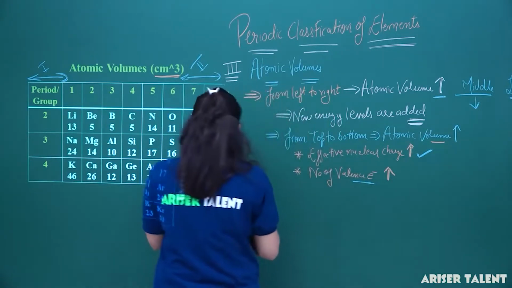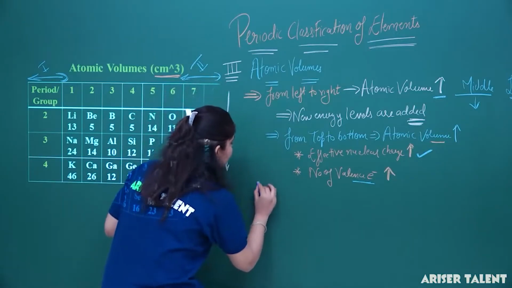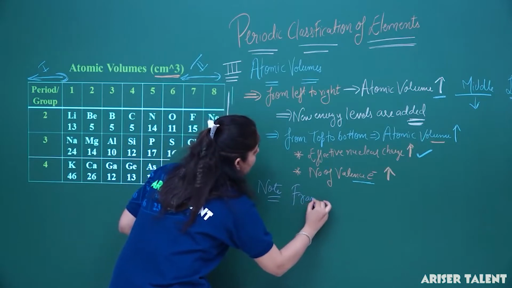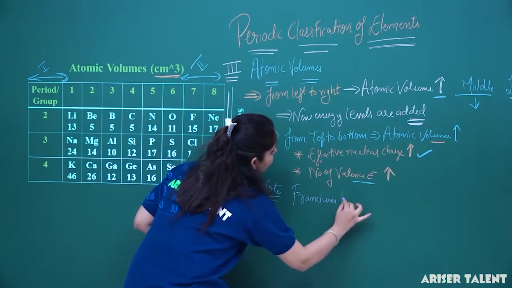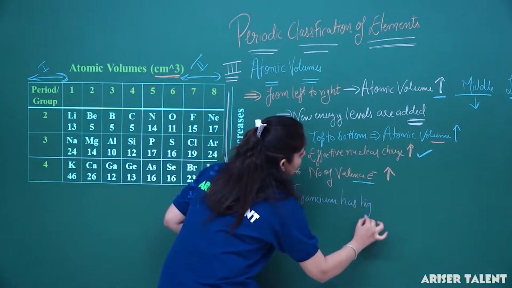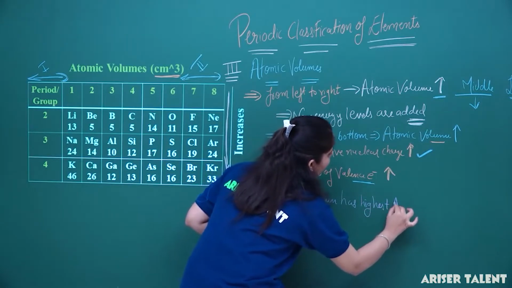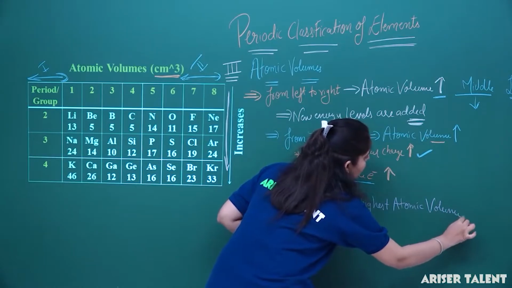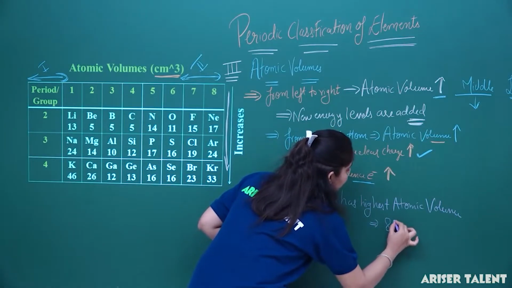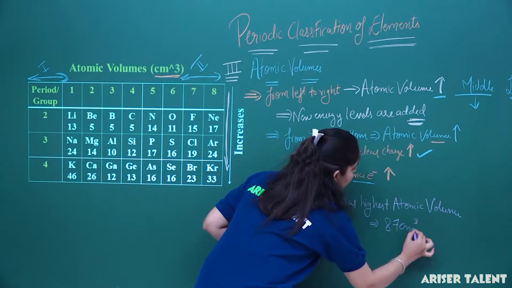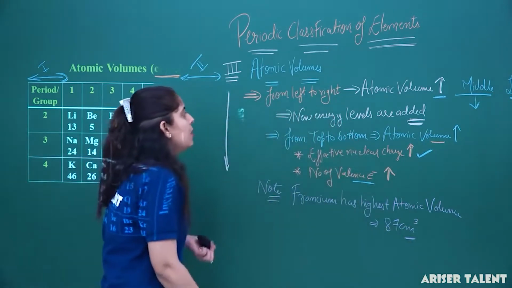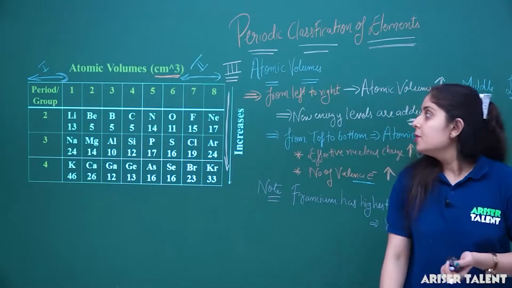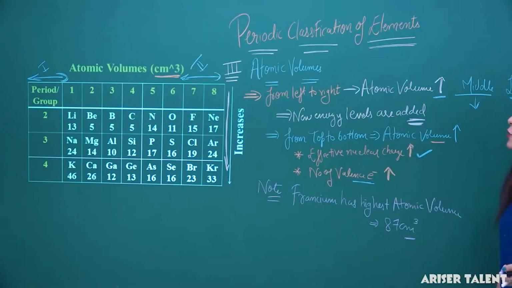So, one more conclusion we can draw from here. This is a note. Which element has the highest atomic volume? Francium has the highest atomic volume. And what is the atomic volume for francium? It is 87 centimeter cube. So, this is the trend in atomic volumes we have observed here. So, copy it from here so we can proceed to the next one.